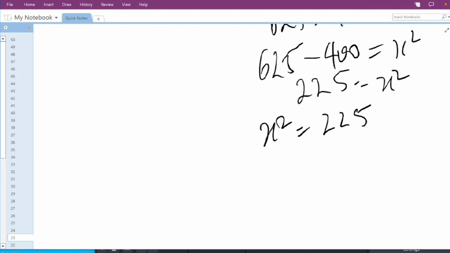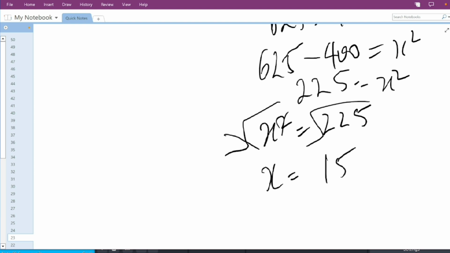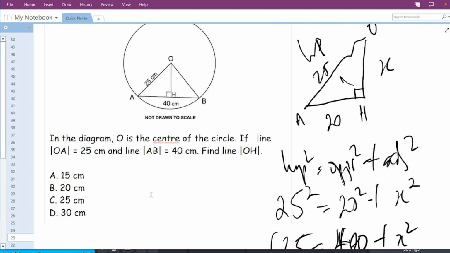For us to find our x, to remove the squared from the x, you find the square root of both sides. So square root cancels the square. X is equals to square root of 225 is 15. Line OH is 15 centimeters. Our answer is therefore A.